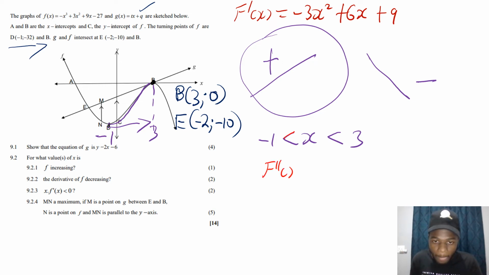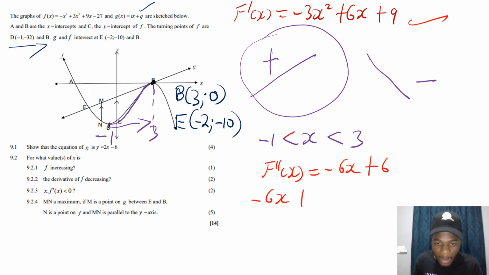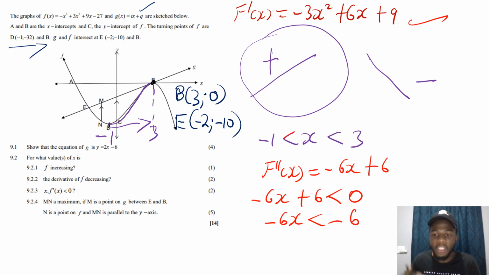Okay, then the second derivative we can differentiate from here. It's going to be what? -6x plus 6. So okay, the second derivative is negative for concave down. So it means -6x plus 6 is going to be less than 0. Something that is less than 0 is negative. So you must know that. -6x is less than -6, because we want where our function is concaving down. That is where the derivative of a function is decreasing.